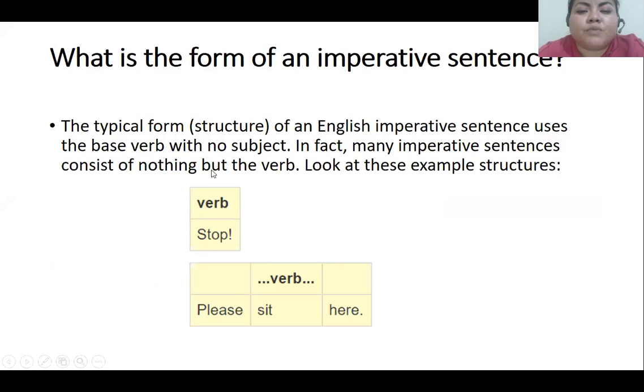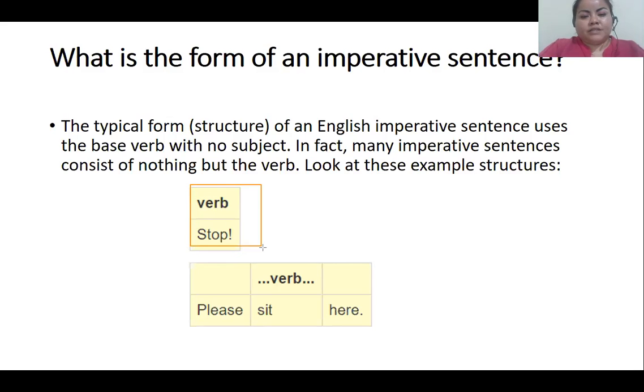Carmen, can you please read this paragraph? The typical form structure of an English imperative sentence uses the base verb with no subject. In fact, many imperative sentences consist of nothing but the verb. Look at the example structures. Okay, very good. We have two example structures here. Thank you so much, Carmen.